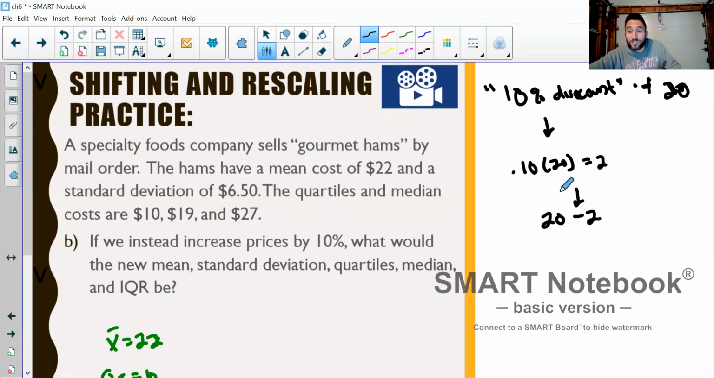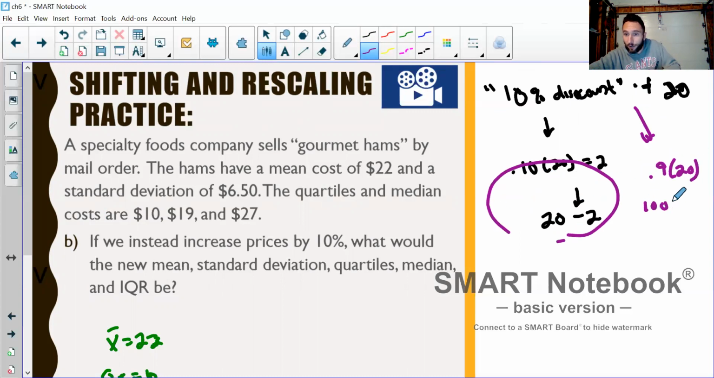But I want to emphasize, when we're finding a percentage, that's rescaling. One obvious way to see that, what I would recommend, is rather than doing this multi-step approach, we can just do 0.9 times 20, right? We had 100% of the original price. We're going to take off 10%. So that means we're going to be paying 90% of the original price, $20, right? That's where this is coming from.